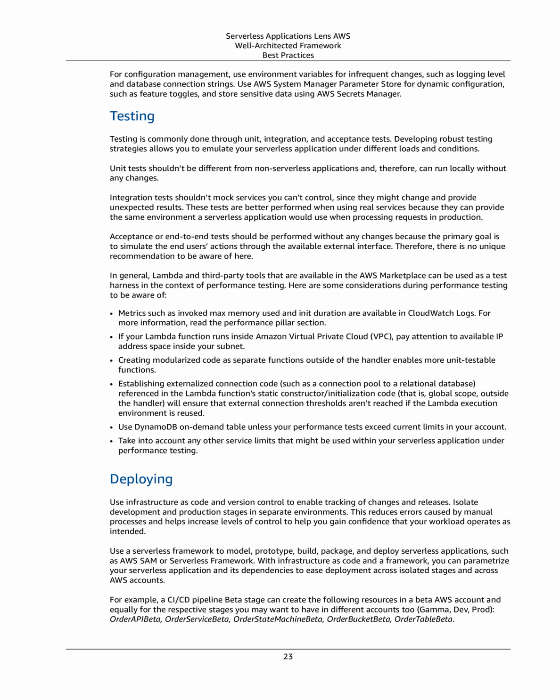For example, a CI/CD pipeline beta stage can create the following resources in a beta AWS account and equally for the respective stages you may want to have in different accounts too: Gamma, Dev, Prod, Order API beta, Order Service beta, Order State Machine beta, Order Bucket beta, Order Table beta.